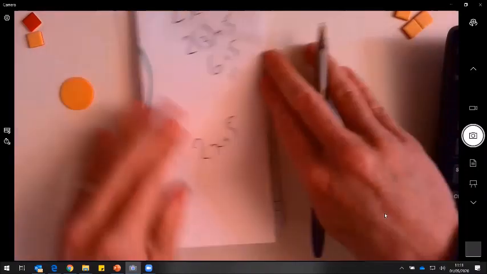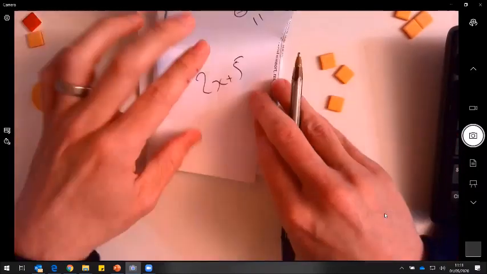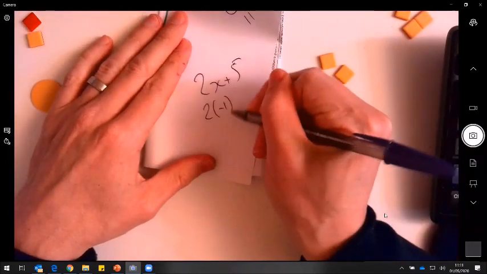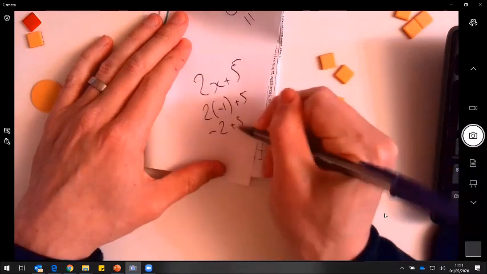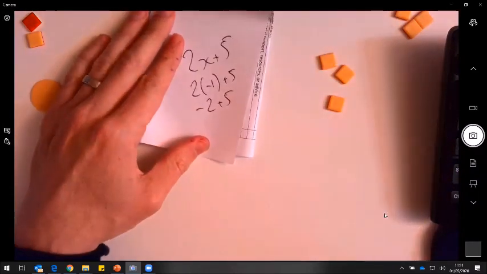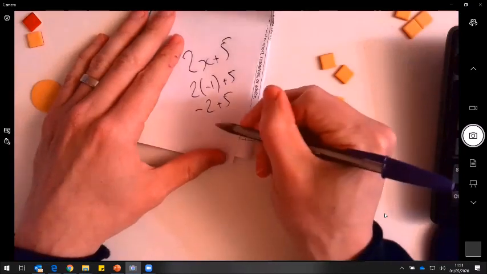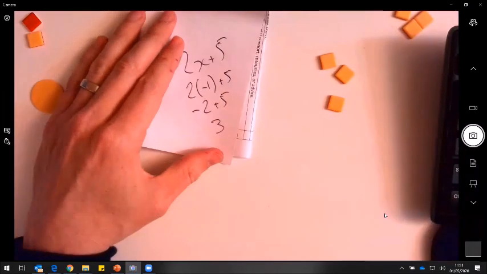I make sure I relate that to the abstract. This is not to replace the abstract. This is to support its understanding. -2 plus 5. And of course, earlier in our journey, we'll have done adding of integers, and we'll have seen that that will equal 3.